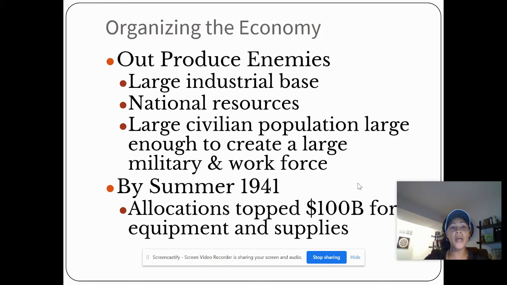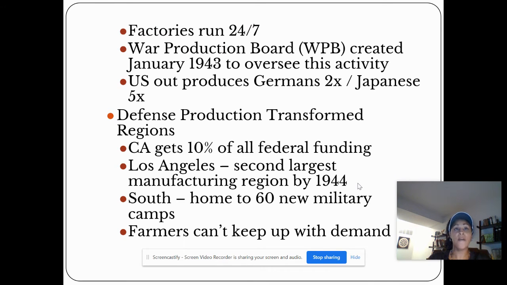By summer 1941, allocations topped 100 billion for equipment and supplies for the war effort. Factories are now beginning to run 24/7. We're putting these planes together, putting tanks together, all different types of guns, you name it. The US will outproduce Germans 2 times and the Japanese 5 times. So we are putting out all this new equipment.